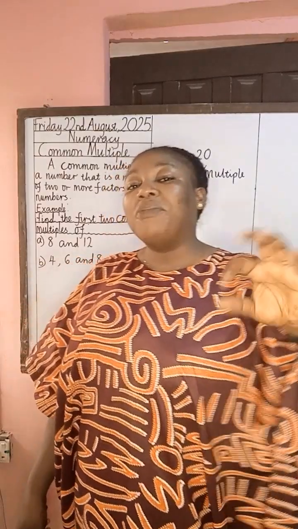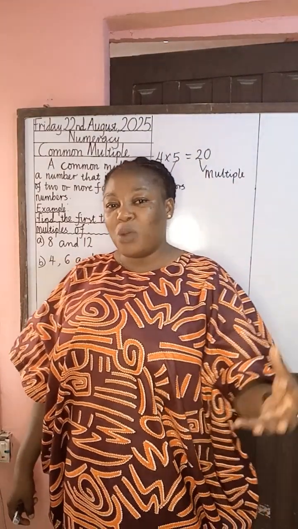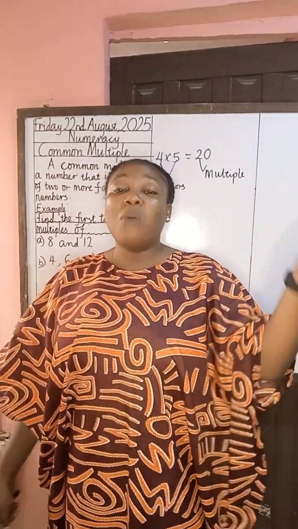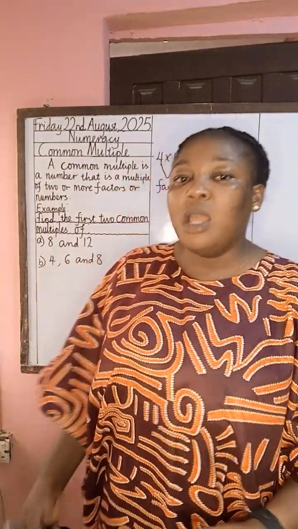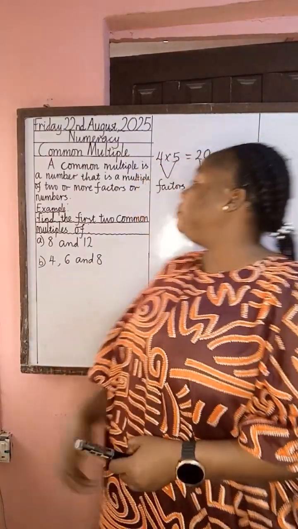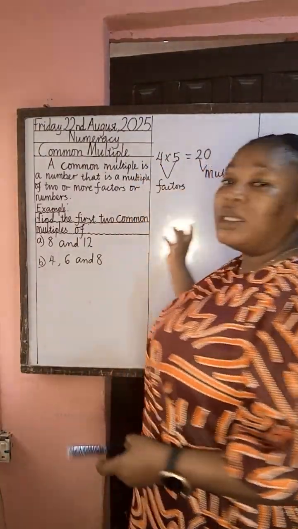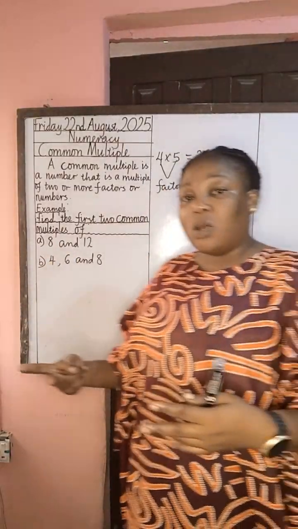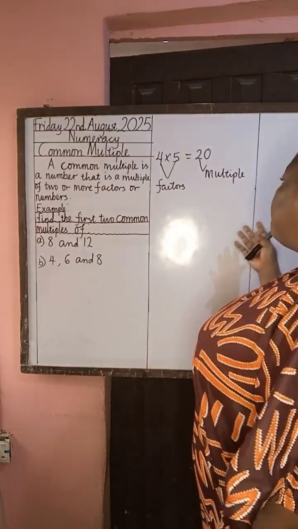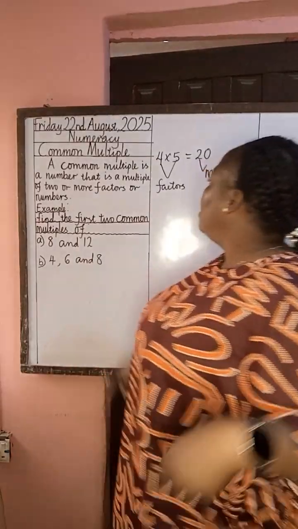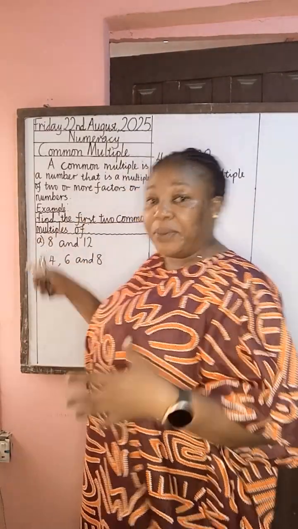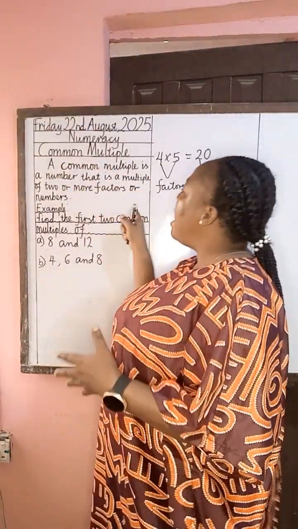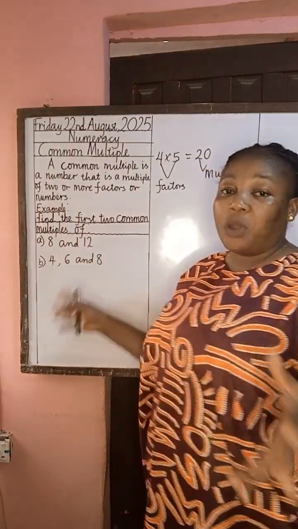That is, when we divide 40 by 2, we have 20. When we divide 40 by 8, we have 5. And when we divide 40 by 4, we have 10. So we get a multiple when we multiply two factors or more together. Now, let's go back to common multiples. A common multiple is a number that is a multiple of 2 or more factors of a number.